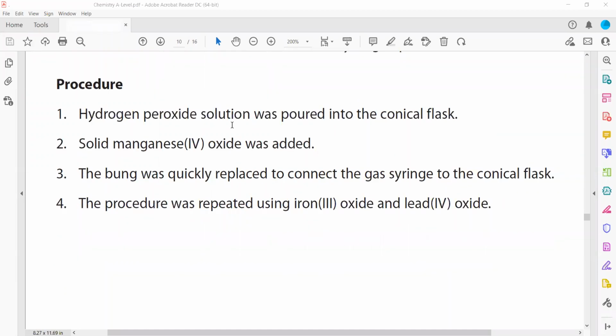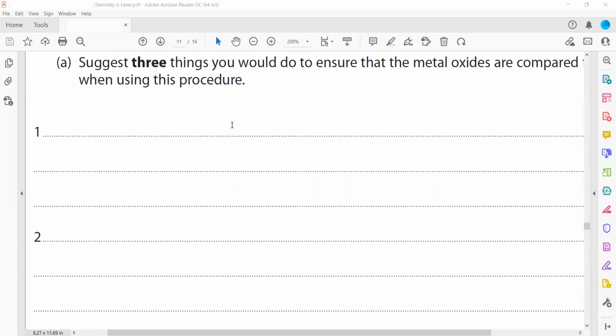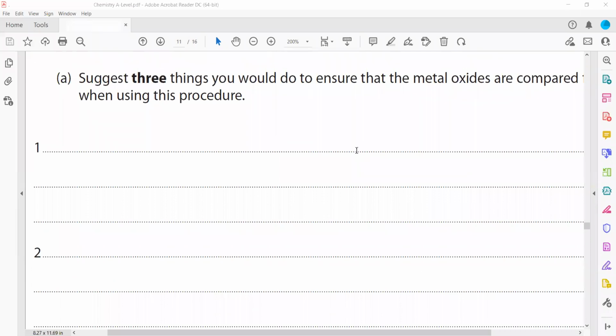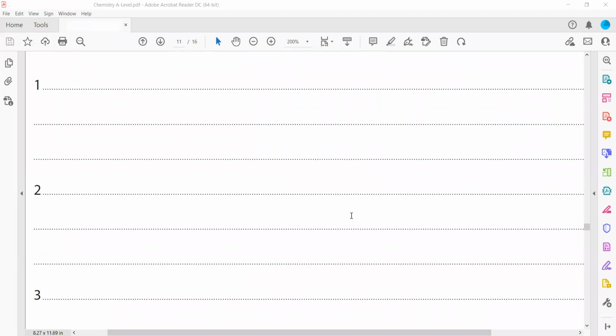So the question is, suggest three things you would do to ensure the metal oxides are compared in a fair comparison when using this procedure. What are the three things we should keep constant? Number one, the mass of the metal oxide should be the same. The same size of the metal oxide should be used. The same concentration or same volume of hydrogen peroxide should be used, and the temperature should also be the same.